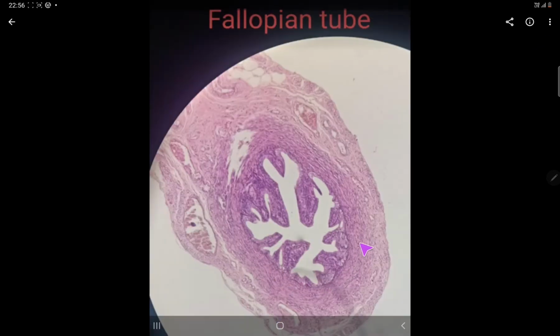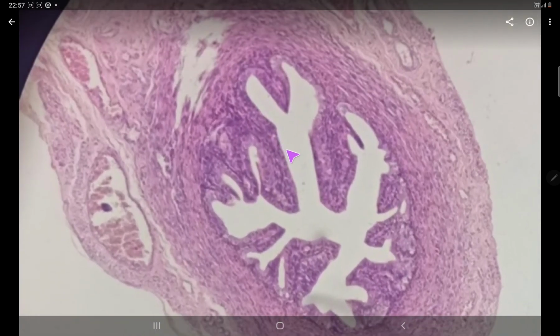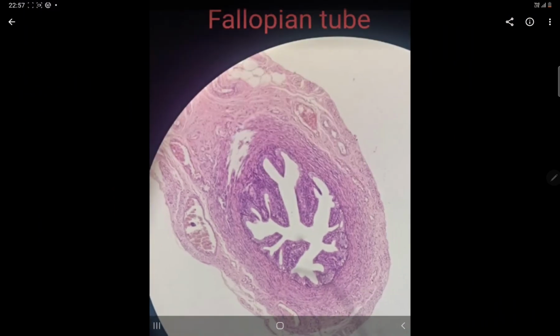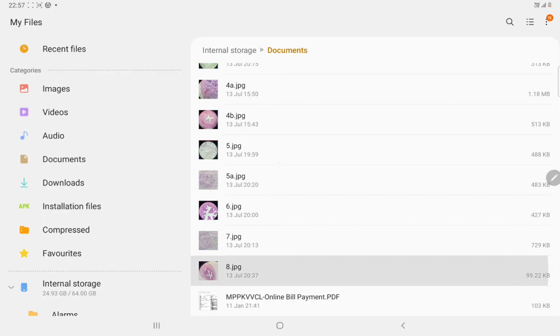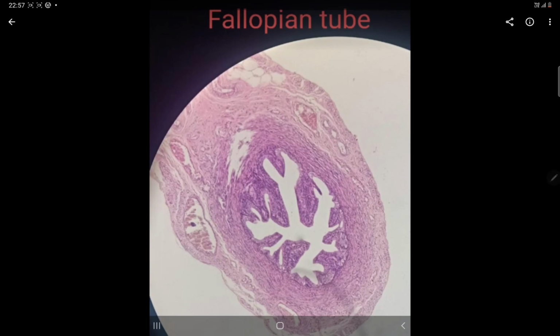So if you see a slide which has three layers, inner mucosal layer, middle muscle layer coat and outer serosa, and the lumen is almost filled with mucosal folds and also has lining epithelium of simple columnar cells, some ciliated and some non-ciliated cells, then that slide definitely belongs to the fallopian tube.